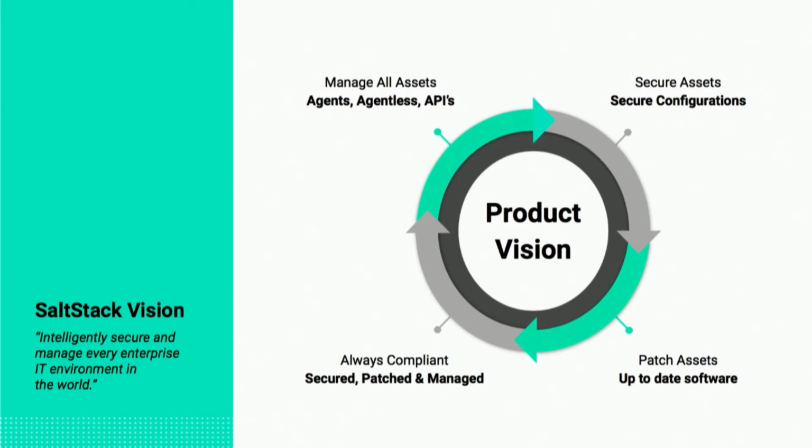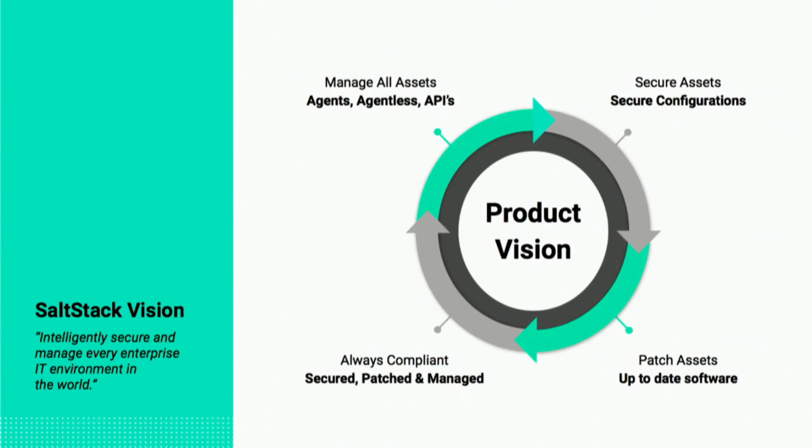One of the first things we want to do is manage all the assets that you have in an infrastructure under our management. You can do that with Salt Minions, which is an agent-based solution. You have agentless solutions such as Salt SSH. You have APIs for all the cloud providers. Even before announcing this solution, we already have support for over 24 or 25 cloud providers out there.